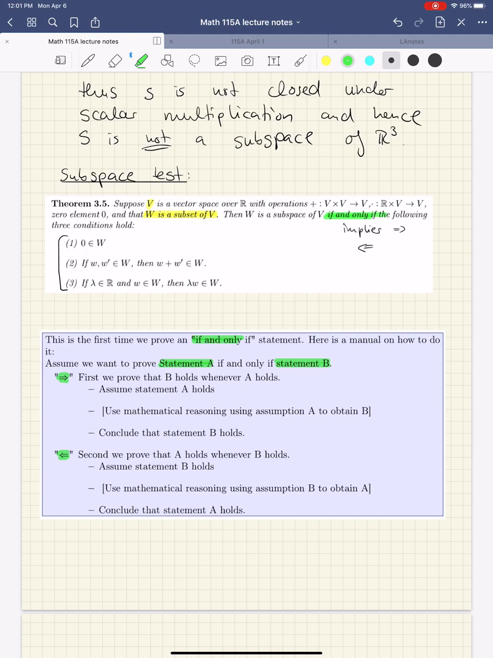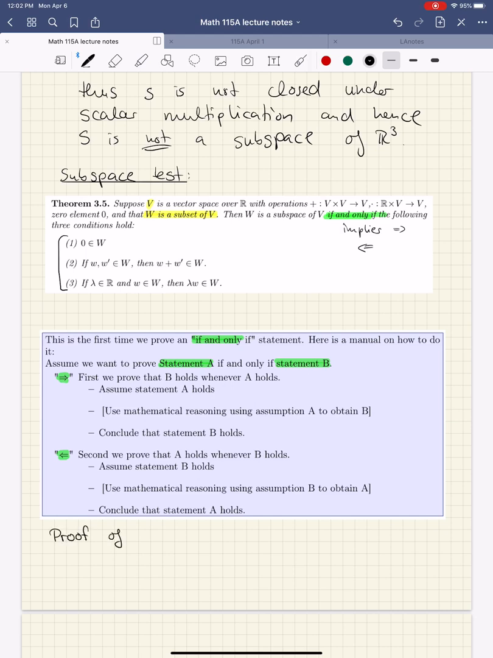we want to prove B holds whenever A holds. So we assume A holds. We use mathematical reasoning using A to obtain B, and then we conclude B holds. Okay? And then the second part goes very similar. Now we go the other direction. We start with assuming that B holds, then using the statement B and consequences, we want to obtain A, and then we conclude A holds. So pretty much the main part you want to keep in mind is always you have to do both directions. You have to do the first statement implies the second, and then the second implies the first. And so now we're going to put this into action.